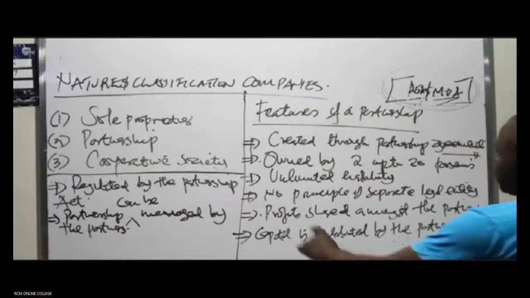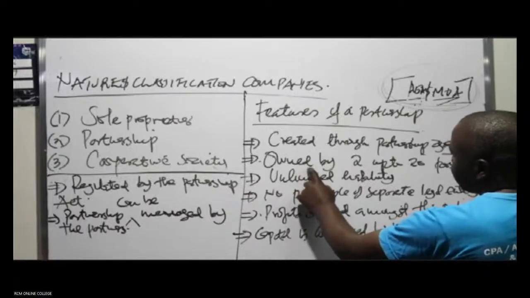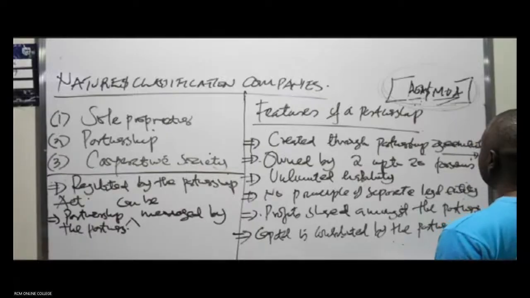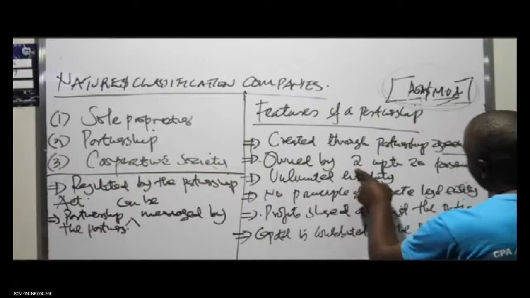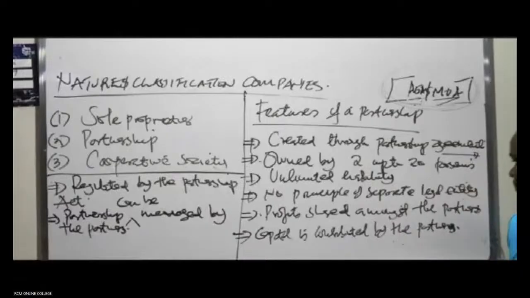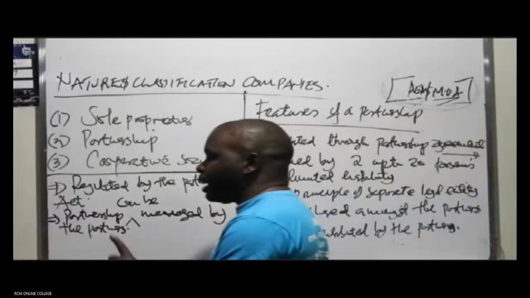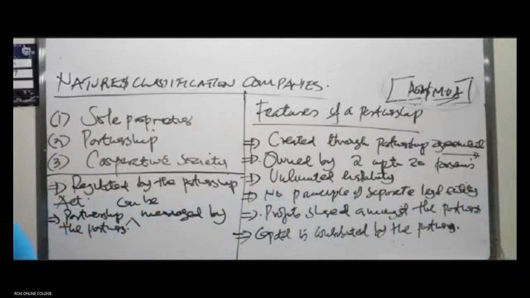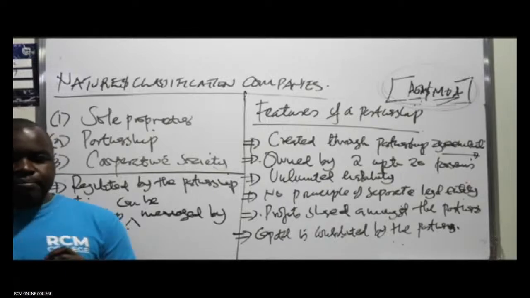When you look at this one, Zipporah, are you seeing a difference? It is quite obvious it is there. A partnership is owned by 2 up to 20 persons. What about a company? If it's private, 1 up to 50. If it's a public company, a minimum of 2, and there's no set maximum limit.